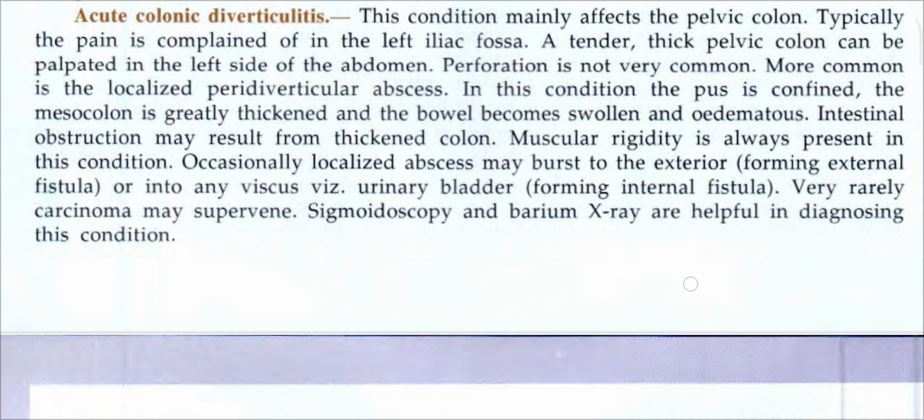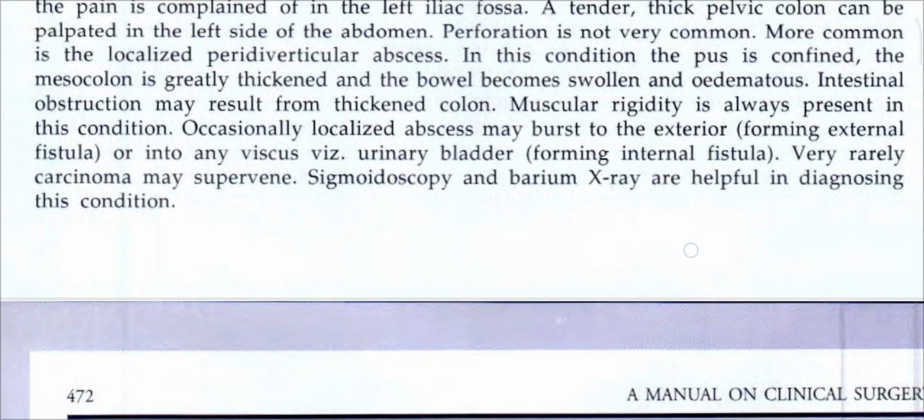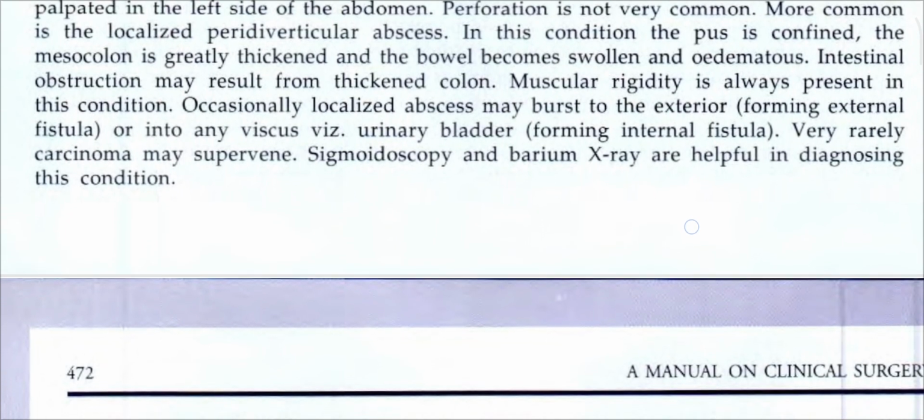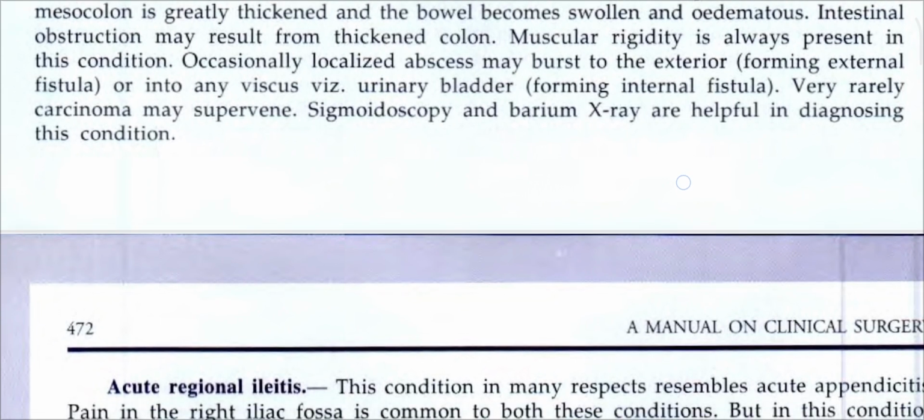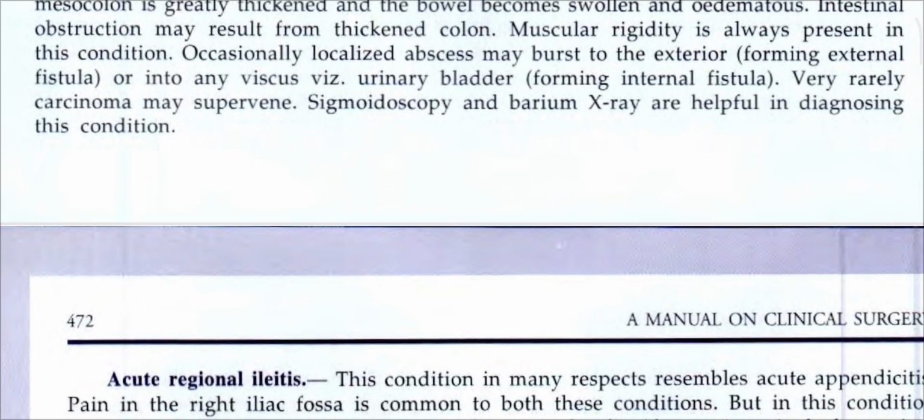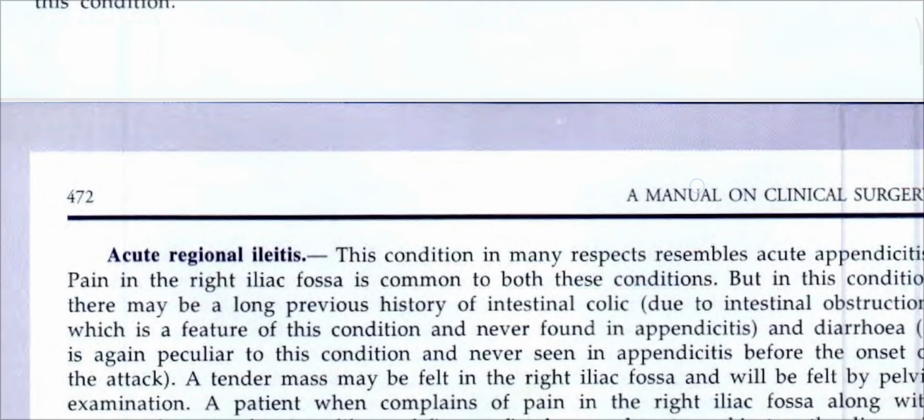Occasionally, a localized abscess may burst to the exterior, forming an external fistula, or into any viscus, such as the urinary bladder, forming an internal fistula. Very rarely, carcinoma may supervene. Sigmoidoscopy and barium X-ray are helpful in diagnosing this condition.